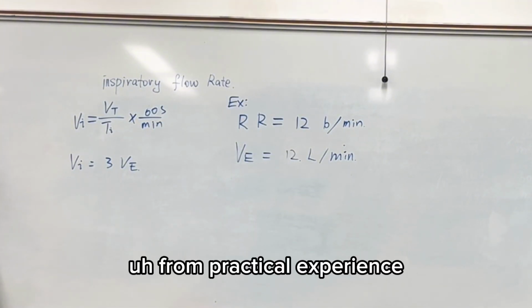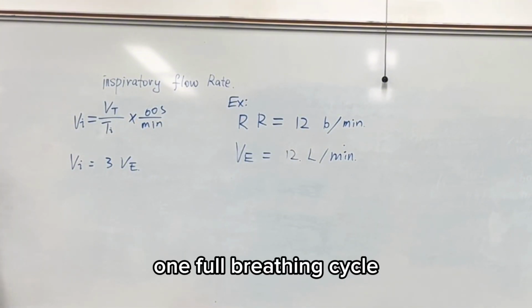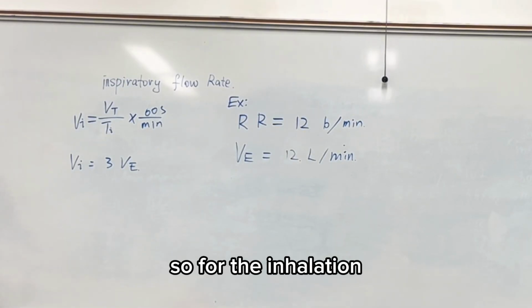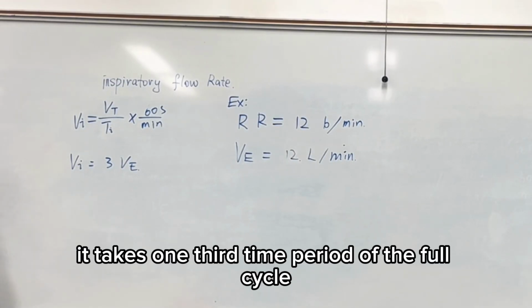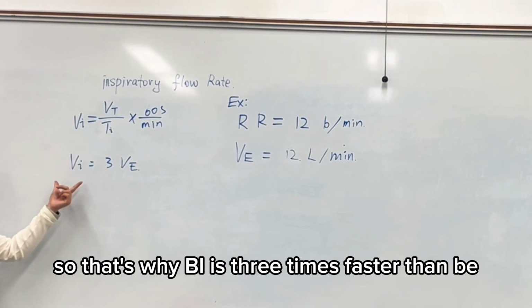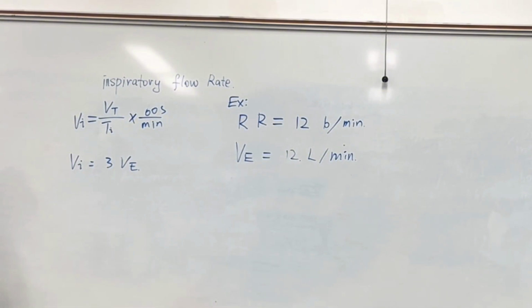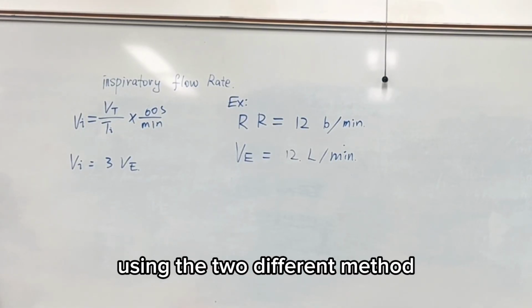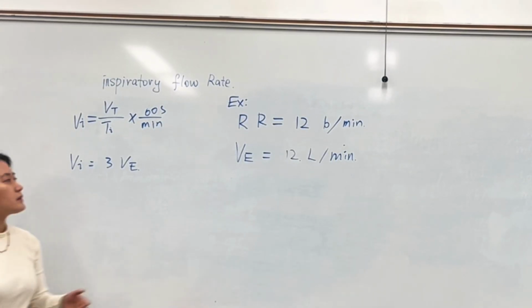The other method we introduced is from the estimation. From practical experience, one full breathing cycle contains 1 inhalation and 1 exhalation. So the inhalation takes 1/3 of the time period of the full cycle. That's why VI is 3 times faster than VE. So now let's verify if we can get the same answer using the two different methods.